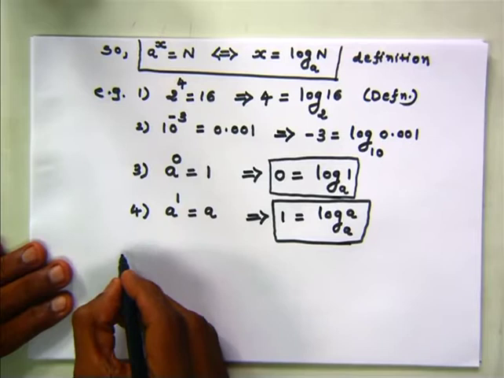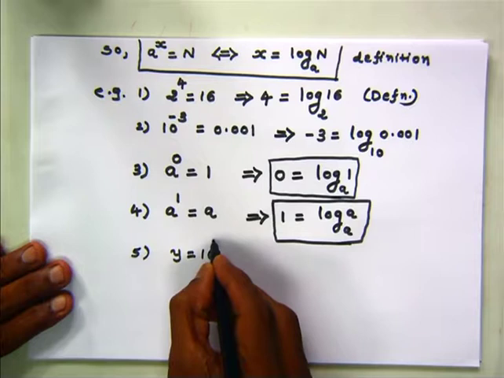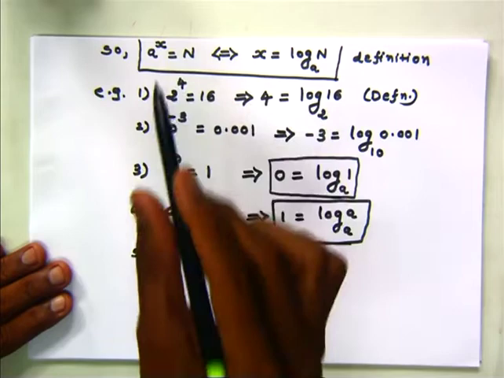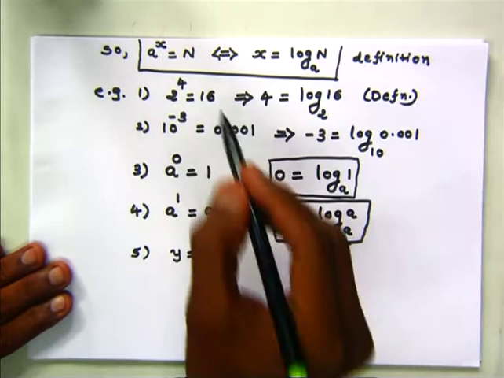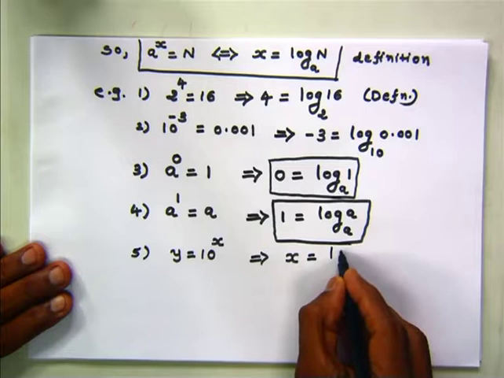Okay. Something more. Suppose I write y is equal to 10 to the power x. Again, we are using the definition. 10 to the power x is equal to y. Then x is equal to log of y base 10.